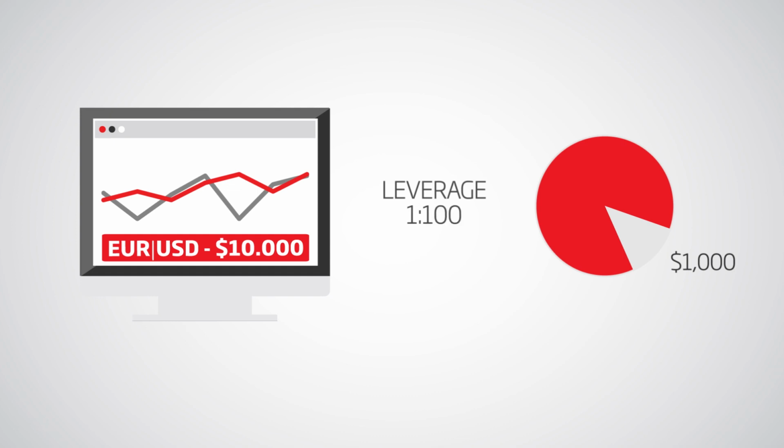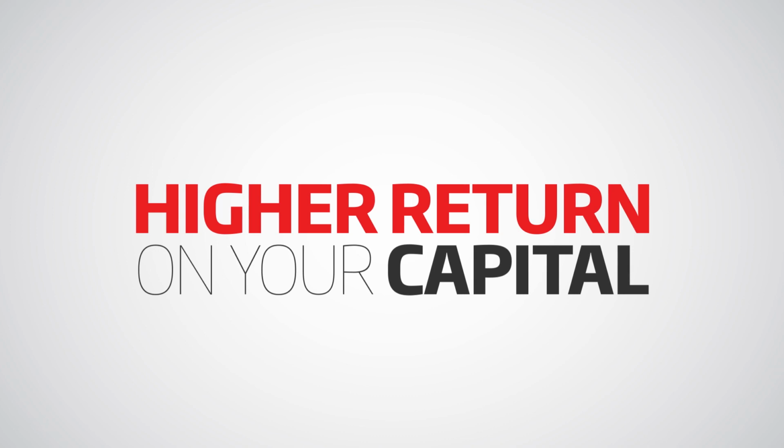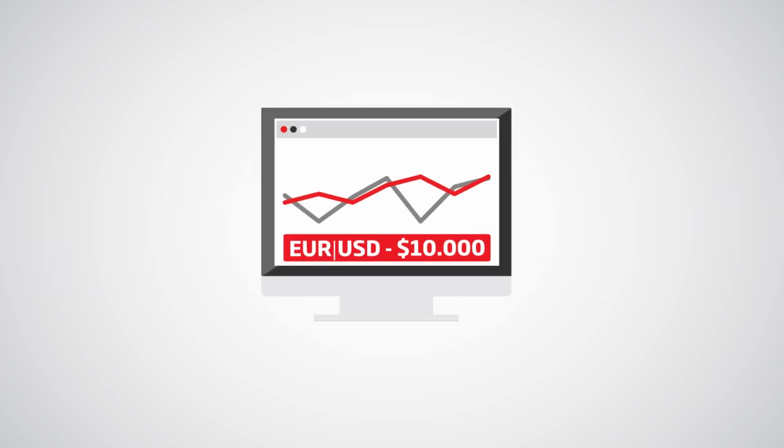1 to 100 leverage means you only put up 1/100th or $100 of margin. And with 1 to 500 leverage, the most available, only $20. So with $20 margin, you can trade as if you had actually invested $10,000. The advantage to this is that you get a much higher return on your capital. Let's say you buy one mini lot of Euro USD for $10,000, which is currently trading at 135.